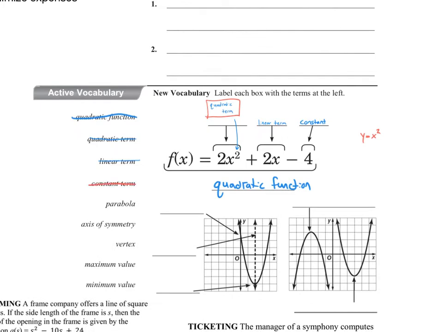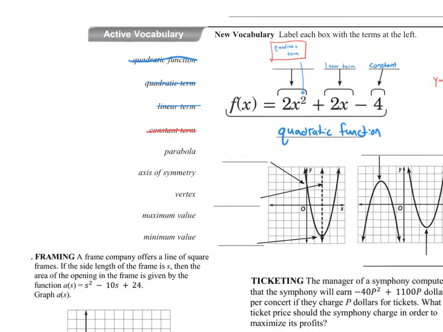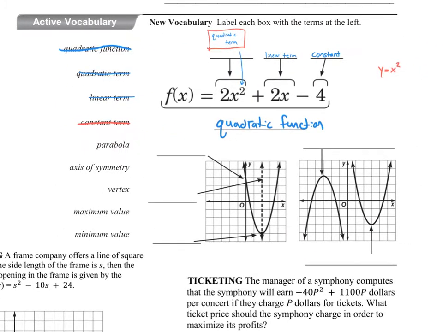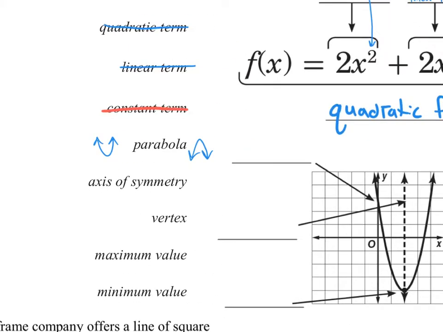All right? So, here's what we've got. The overall shape of this is called a parabola. So all three of these curves you see are parabolas. There's two types. They can open up or they can open down.